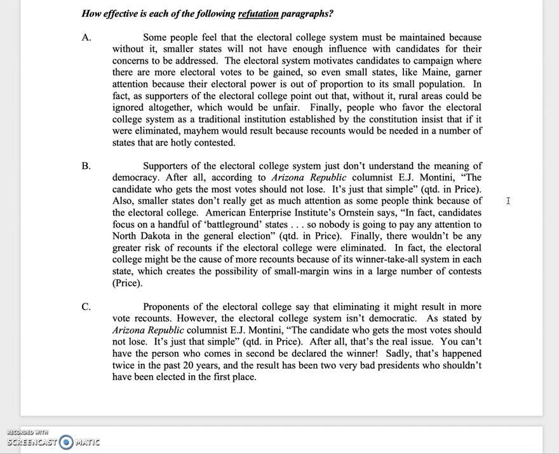Okay, so B is also not a good rebuttal paragraph. For one thing, it doesn't narrow down the other side's point to a single point. That's what you want to do in a good rebuttal, is to just present a specific point that the other side's making and then rebut it. So this is just sort of a general characterization of the other side. It's not explaining one of the points of their argument. It's just sort of saying they're wrong because they don't understand democracy.